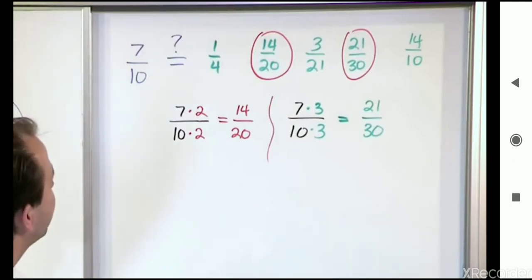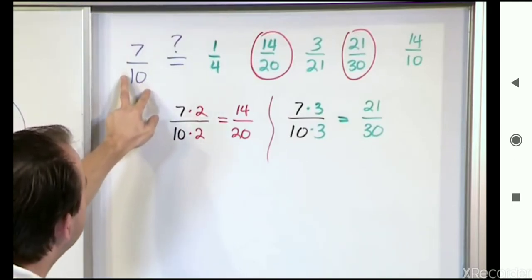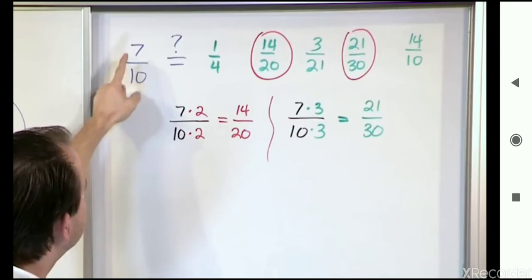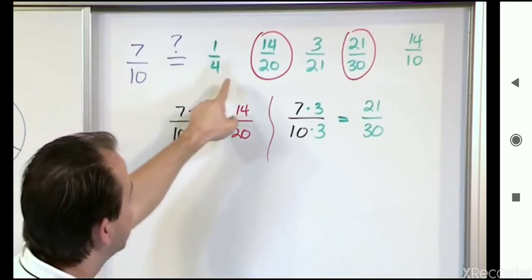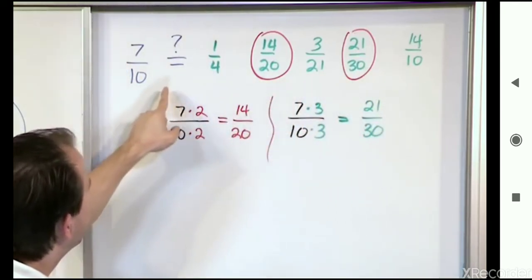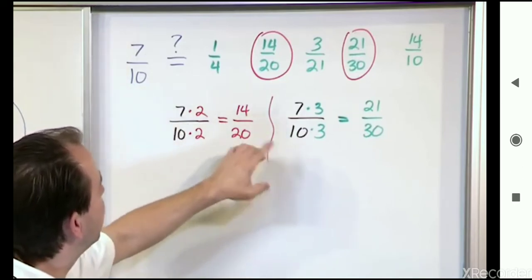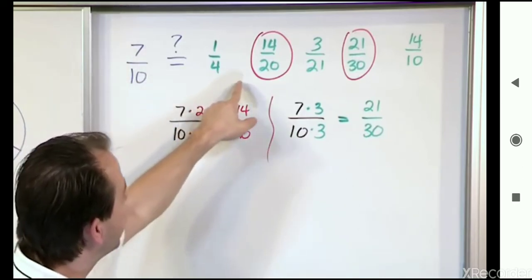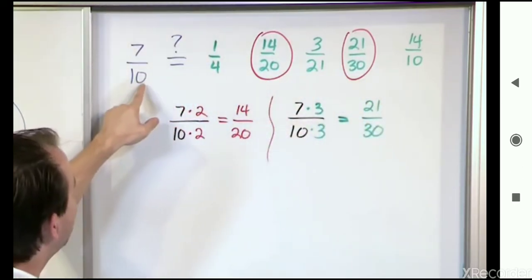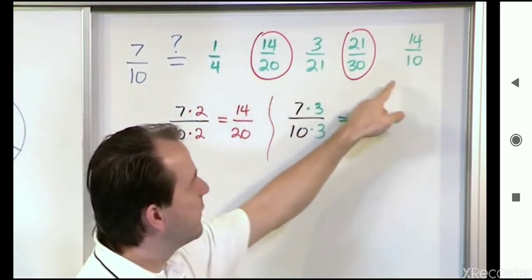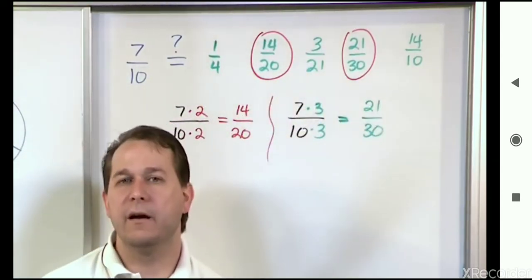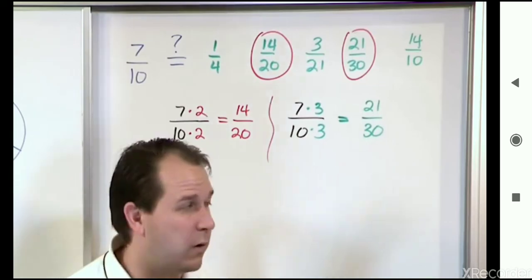Now, I don't believe there are any other answers that work, because if you think about it, you're multiplying by something on the top and the bottom, so it has to be a multiple of 10 on the bottom. So there's no other fraction that works. If I multiply by 4 over 4, I would have a 40 on the bottom. If I multiply by 5, it would have a 50 on the bottom, and so on. So there's nothing else in this list that works.